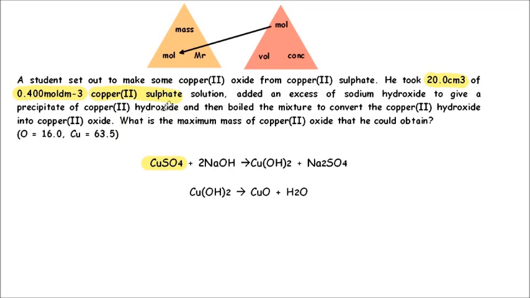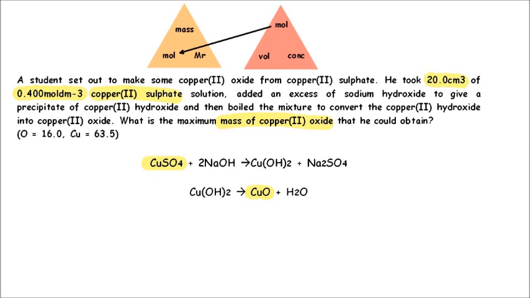Now all that is pointless to us, because that doesn't have anything to do with what we're doing necessarily. Okay? All it's doing is describing what's happening in the reaction. But at the moment, none of that is relevant to our calculation. Now what he wants to know is what's the maximum mass of copper oxide that he could obtain. So we're going to do the same step as we've done before. We've broken down this entire paragraph here into a couple of little bits.